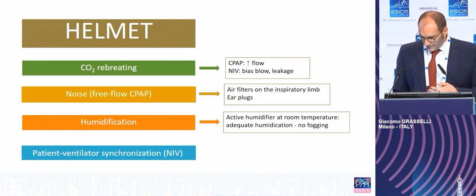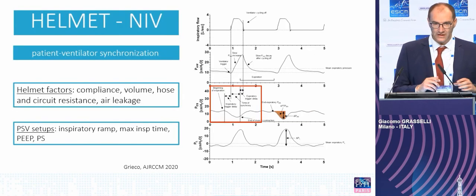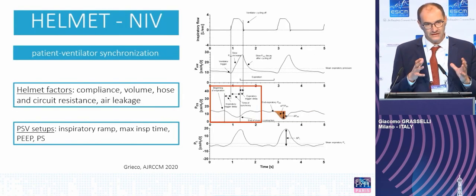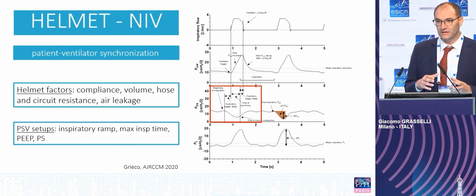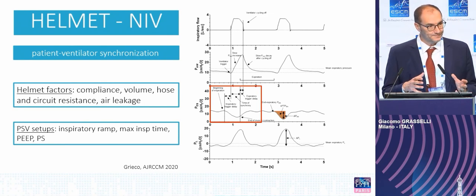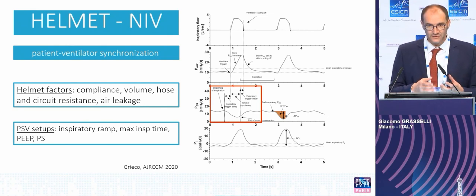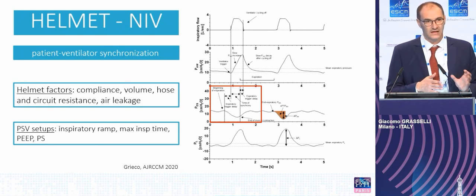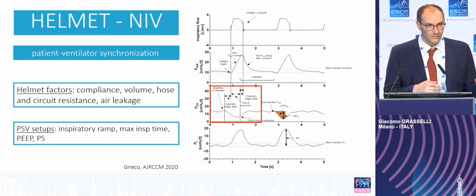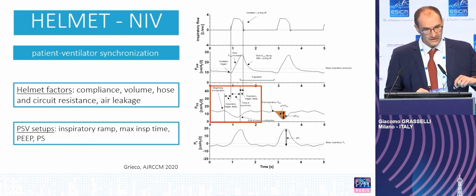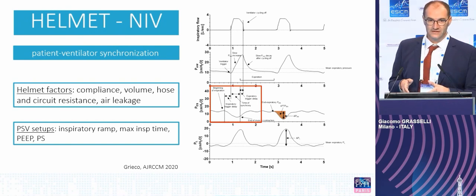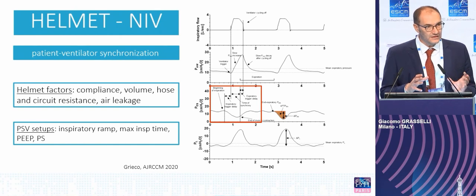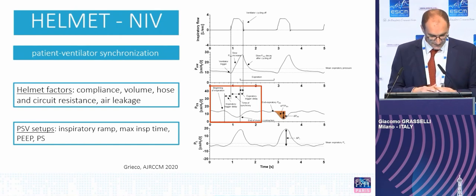So why is this? Because as we know, the helmet has a large surface and it's a compliant device. It's a compliant interface. So the ventilator takes time to inflate the helmet. And for this reason, there is always a huge delay between the moment when the patient starts breathing, which you can see on the right-hand side from the esophageal pressure tracing, and the moment when the ventilator delivers the assist, and then there is the time which is needed to pressurize the interface.